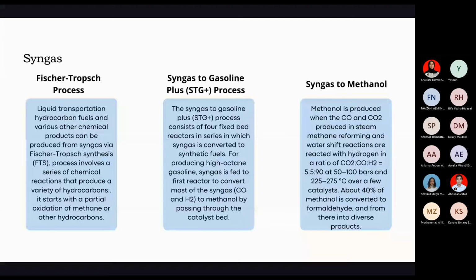And the next one is syngas to methanol, where methanol is produced when the CO and CO2 produced in the steam methane reforming and water-gas shift reactions are reacted with hydrogen in a ratio of 5 by 5 by 90 at 50 to 100 bars and 225 to 275 degrees Celsius over a catalyst. About 40% of the methanol is converted into formaldehyde and from there into diverse products.